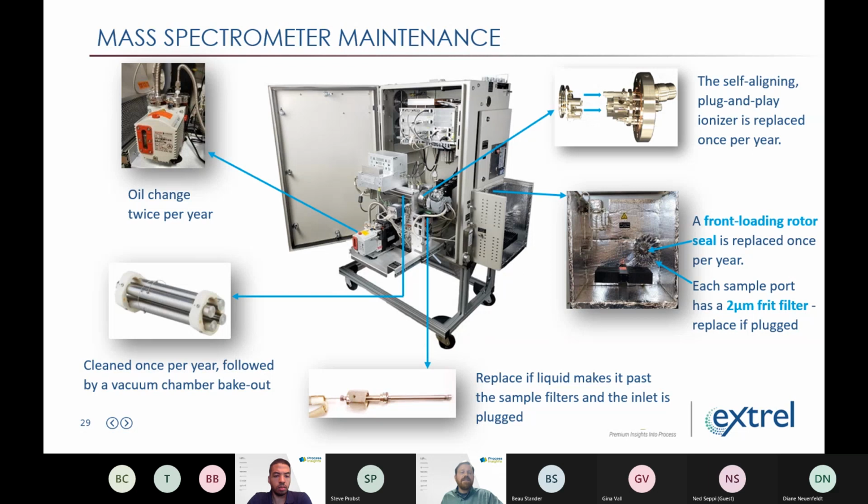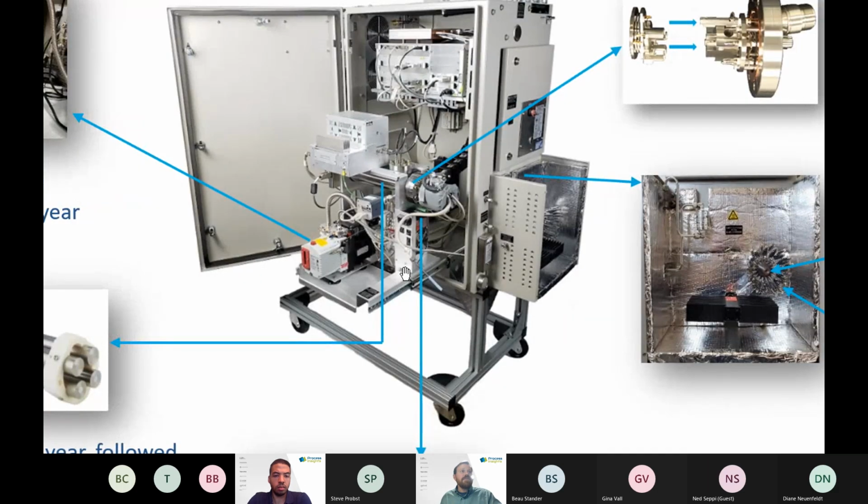For emergency procedures, the number one biggest risk that the systems tend to see is if there's a problem in the sample system and condensates are sent to the analyzer. If somebody sends liquids down to the analyzer, that's the biggest emergency maintenance situation. And in that case, this component here in the middle of the slide, that's the inlet, this might become plugged.